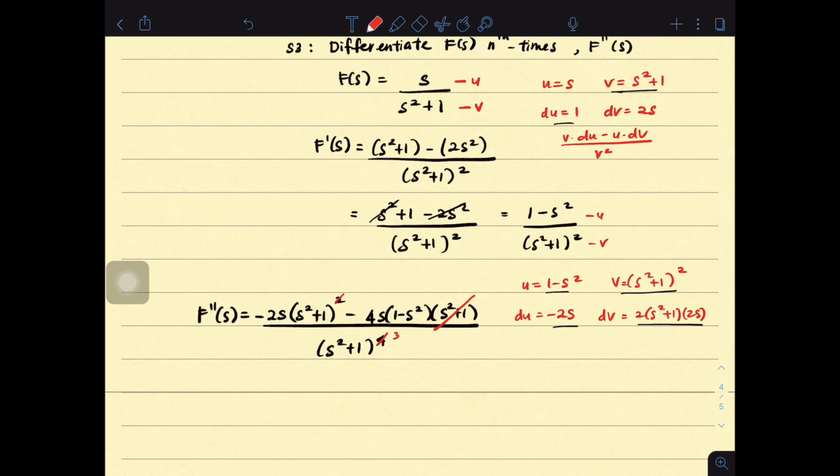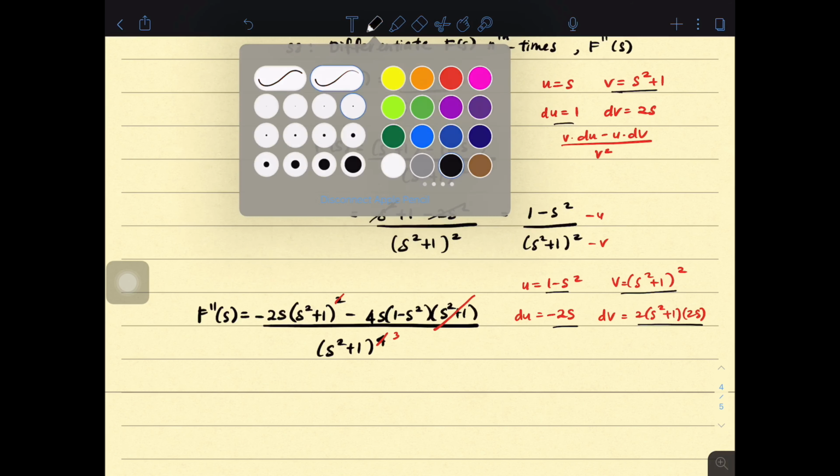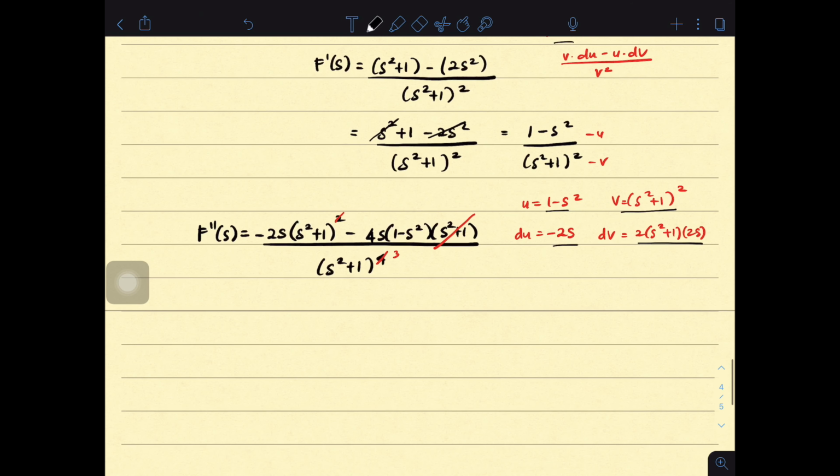Okay, so what you will have for your f double prime of s, if you simplify this fraction, is f double prime of s equal to negative 2s times (s squared plus 1) minus 4s times (1 minus s squared), divided by (s squared plus 1) to the power of 3. Okay, so this is the second derivative of your f(s).